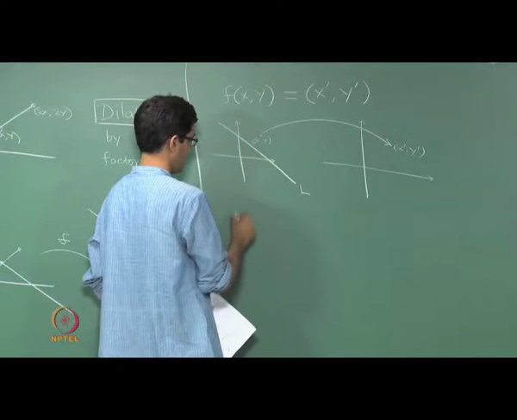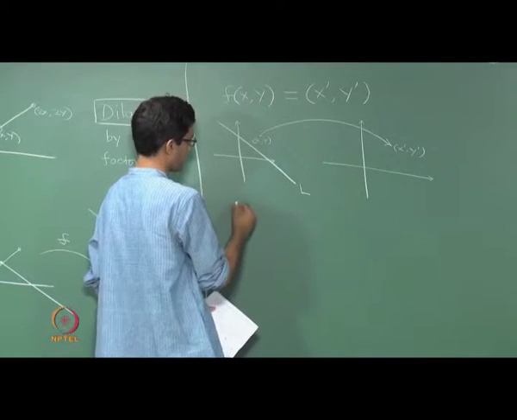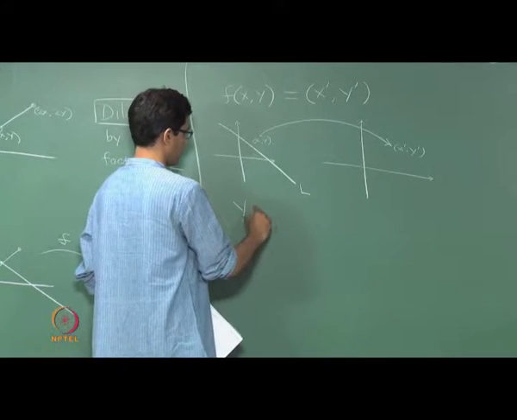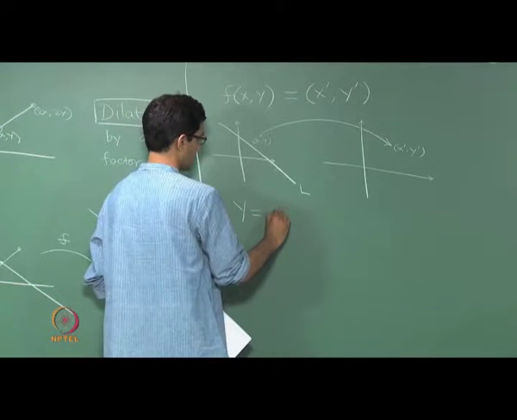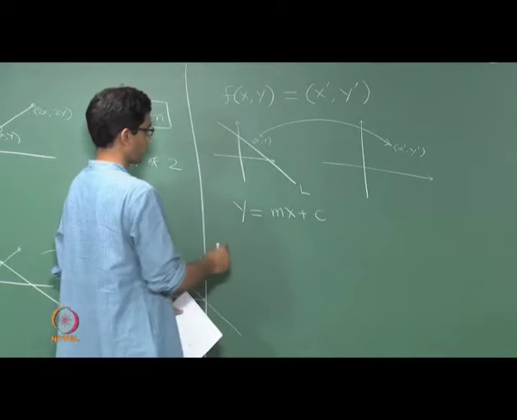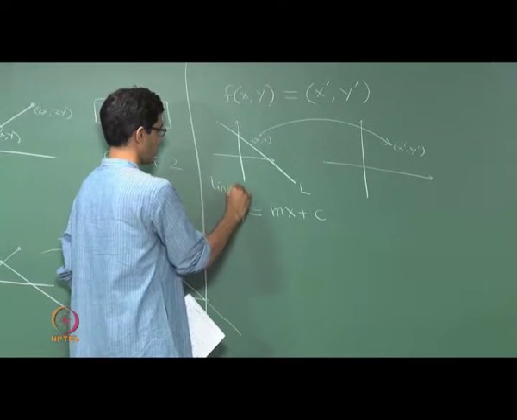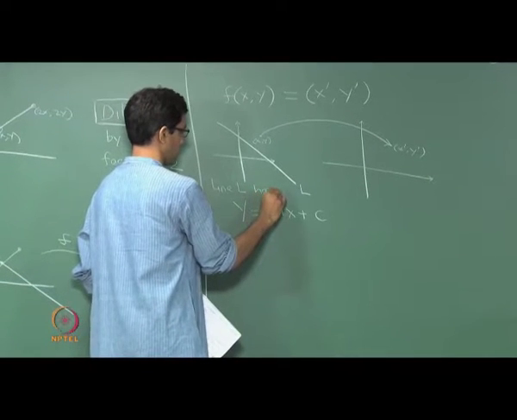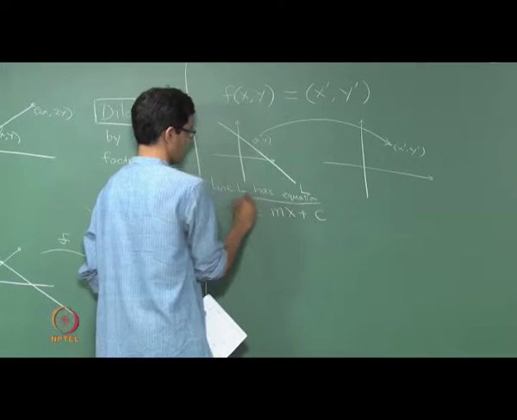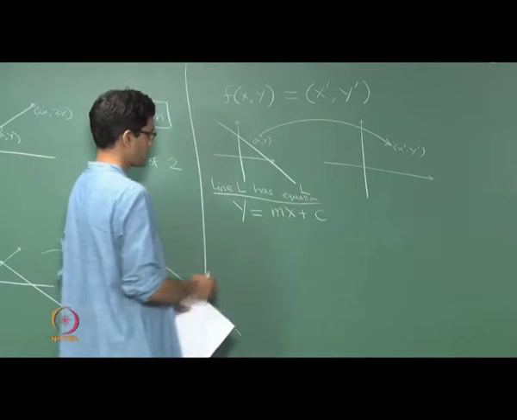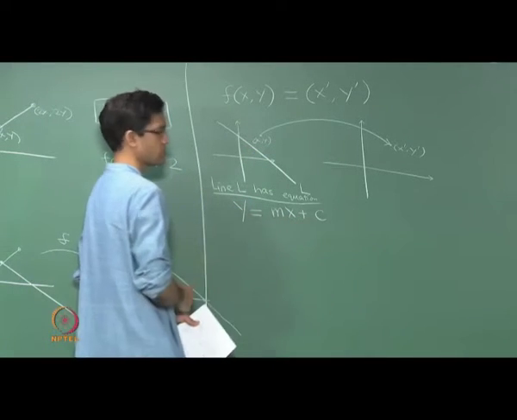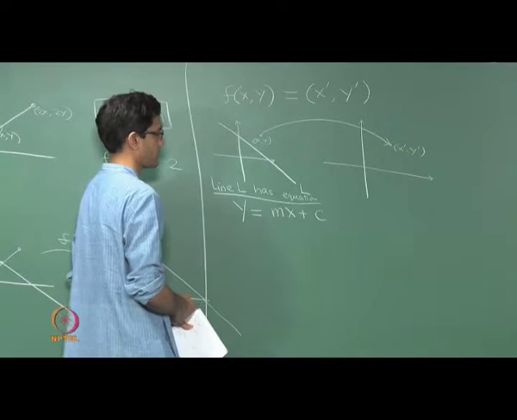So, what is the typical equation of a line? Well, there are many different ways of writing it, but say here is one familiar form. Let us call it y equals mx plus c. So, the line L has equation y equals mx plus c. In other words, a typical point x comma y which lies on this line will satisfy this equation. That is what it means to say that the line has this equation.